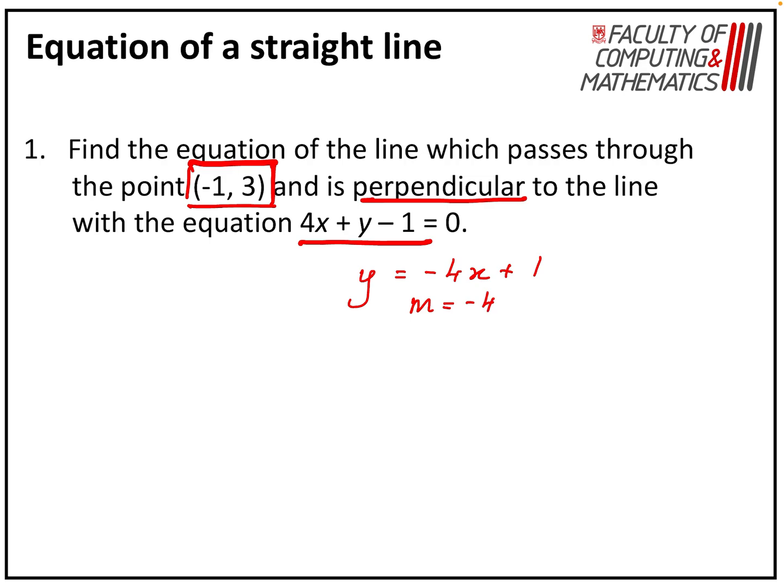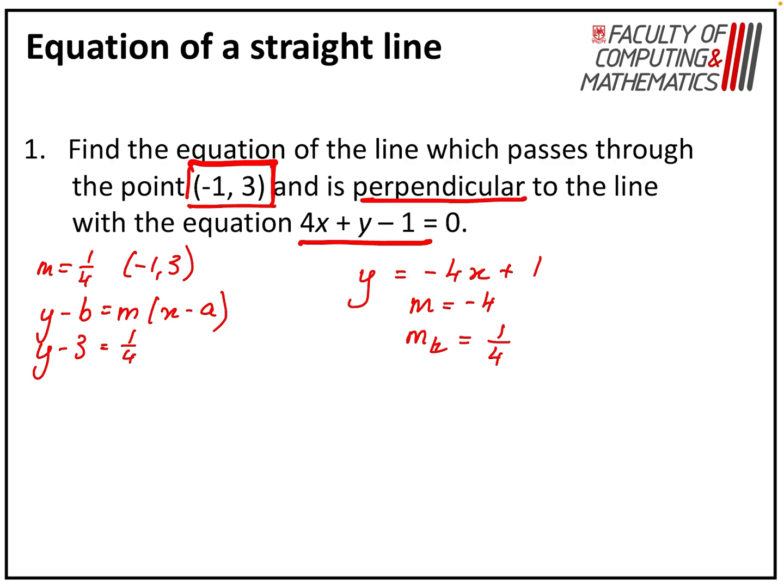Now, obviously, I want a perpendicular gradient, so you would say m perp is equal to, flip it upside down, and change its sign. So your gradient's a quarter. Now, using that gradient, m equals a quarter, and using the point that they've given me, I can then substitute that into y minus b is equal to m bracket x minus a, and give you the equation of the line. So I get y minus 3 is equal to a quarter x plus 1, multiply through by 4, and then tidy it up.